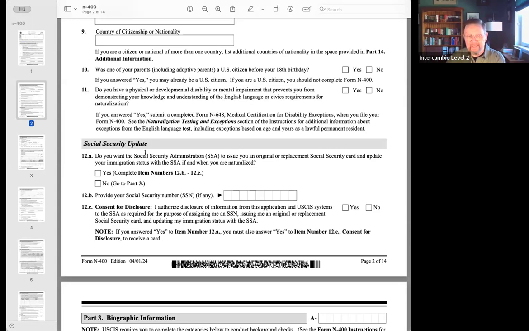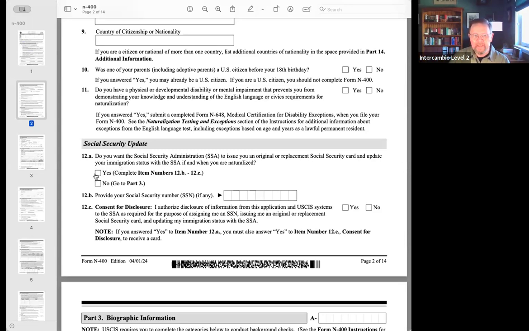Now, Social Security update, and this is something new on this form, which I think is great. Formerly, once you became a U.S. citizen, you had to go through a separate step to notify the Social Security Administration that you're a citizen and no longer an immigrant or here as a lawful permanent resident. It changes your status, which is very important when you apply for benefits later on down the road. So this is good. They take care of it for you.